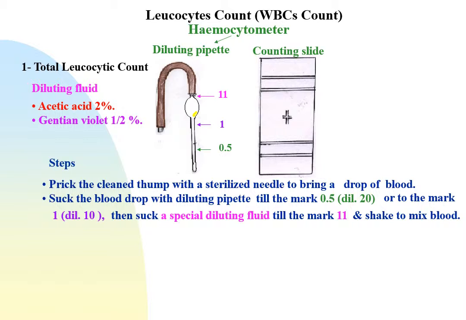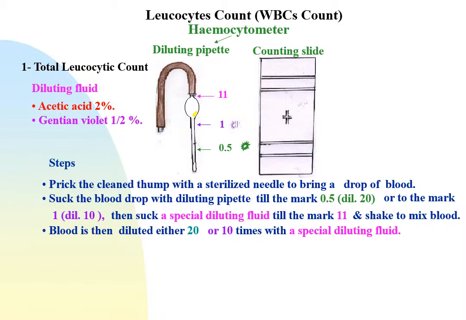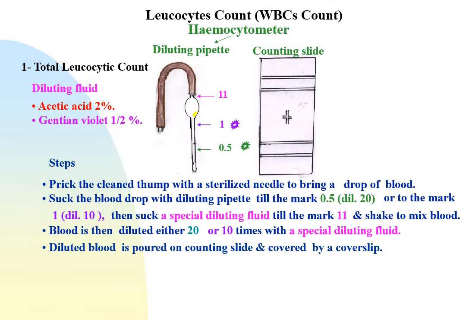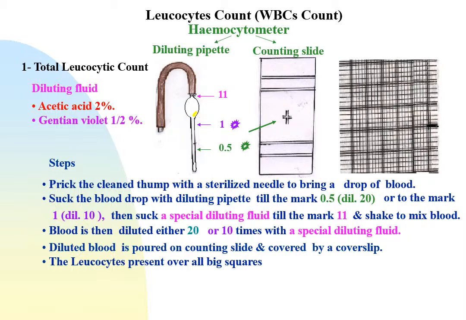Shake well to mix the blood with the diluting fluid. Blood is then diluted either 20 times if we suck blood up to the mark half, or 10 times if we suck blood up to the mark 1. The diluted blood is poured on the counting slide and covered by a cover slip. The leukocytes present over all big squares are counted, that is, over 1 square millimeter.